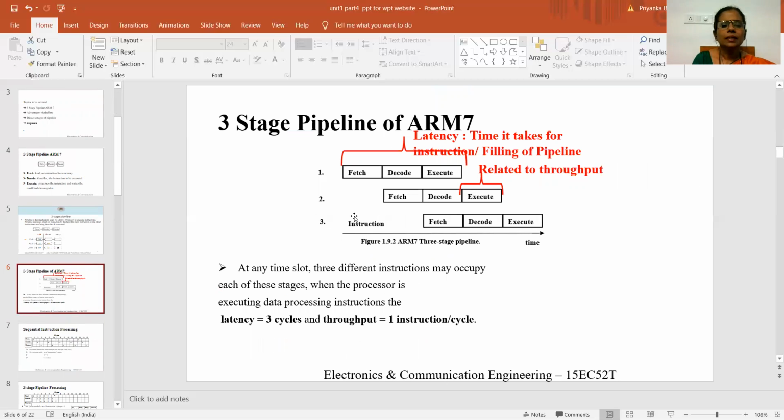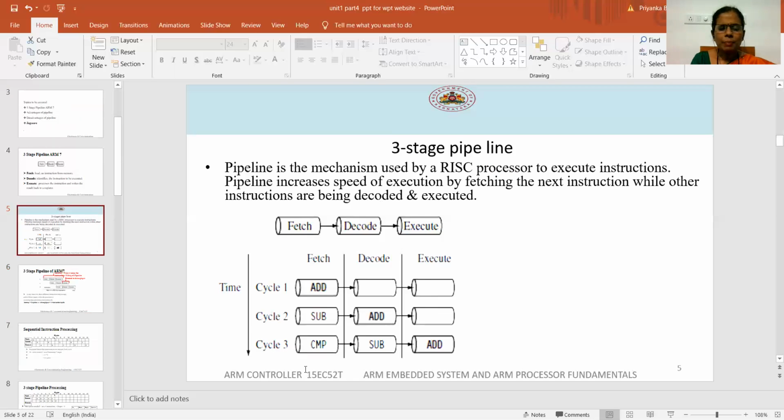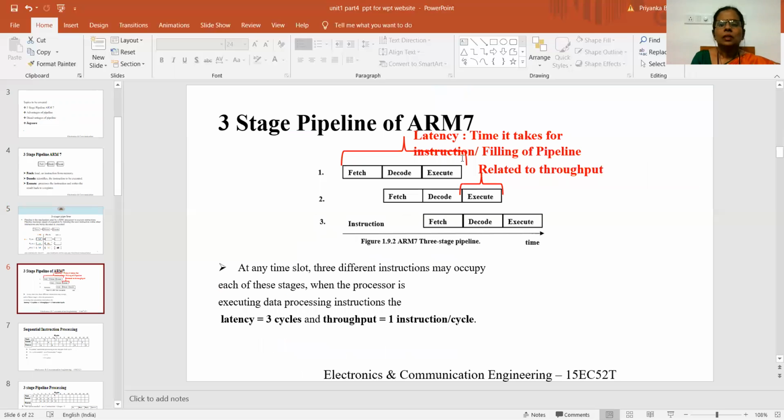So you can check here the three cycles again that I have shown: fetch, decode and execute. See the previous diagram. This is called the pipeline. The pipeline is filled in the clock cycle 3. Fetch is filled, decode is filled and execute is also filled in the third clock cycle. So the time it takes for instructions to fill the pipeline is called latency.